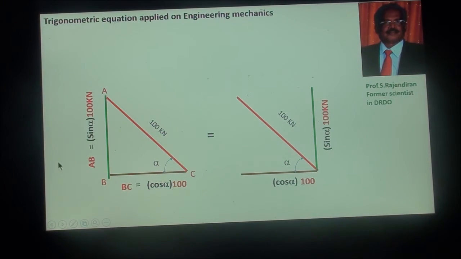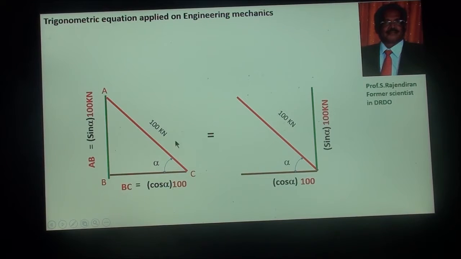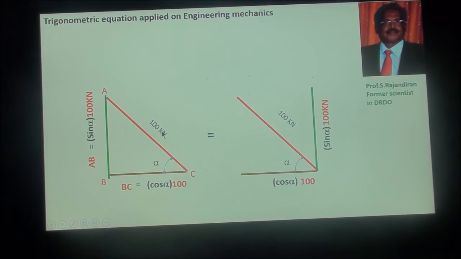In the last slide, we have seen the same triangle here. Since I have replaced 100 with 100 kilonewton, we get BC equals cos alpha into 100 kilonewton and AB equals sin alpha into 100 kilonewton.